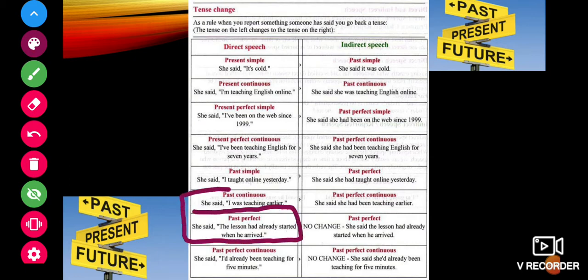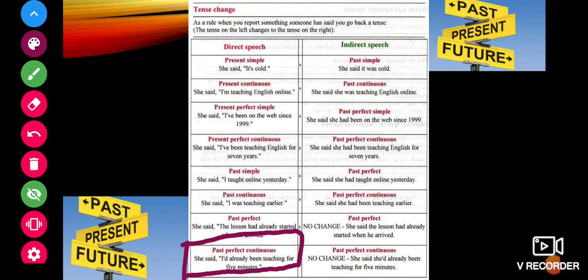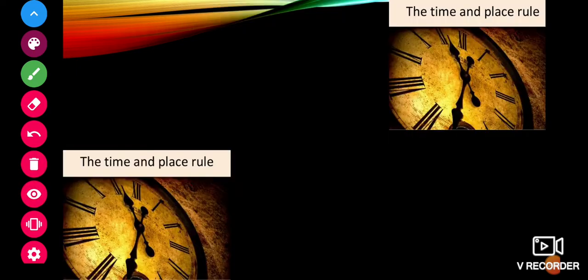If the direct speech is in past perfect, the indirect speech is also in past perfect, because remember, past perfect is the dead end. If the direct speech is in past perfect continuous, the indirect speech is also in past perfect continuous. We just have to change the pronouns in the sentences, that's all.